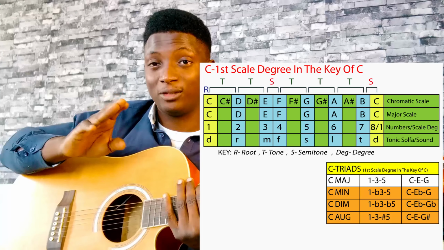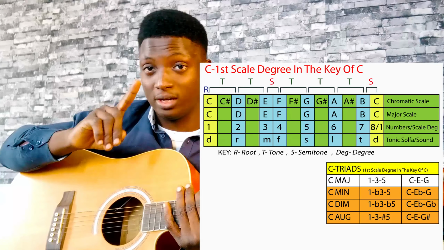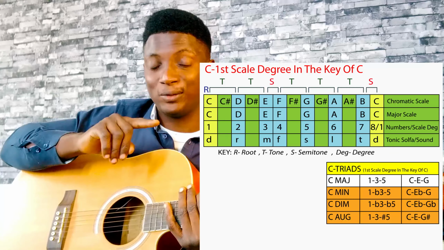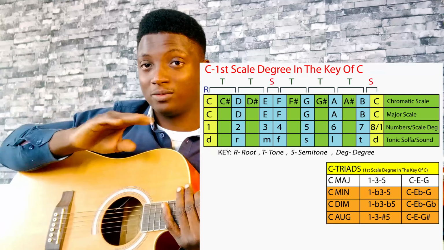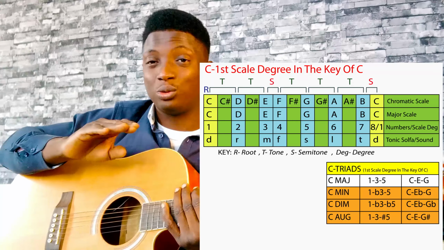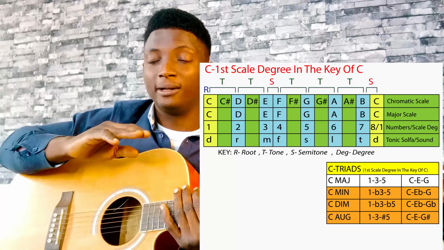For instance, if I want to build C major triad, I start from the first one, which is 1, C, 1, 3, 5, E, and G. So it becomes very easy with this chart. So you want to do this for all the notes in the key of C, all the degrees. So I did for C.